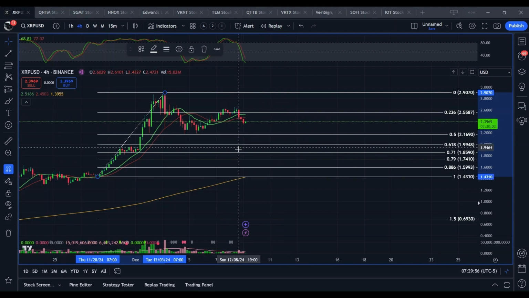So I am admittedly hopeful because I did sell last week. I sold a bunch of it, and I've been scaling back in for the last, say, 4 or 5 days. But I am hopeful that we'll get back into, at the very least, this strong support level right here at about $1.85.